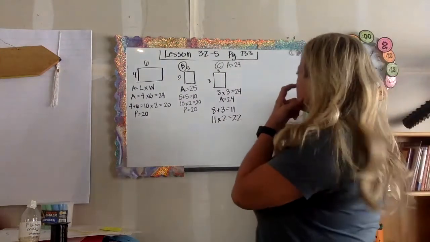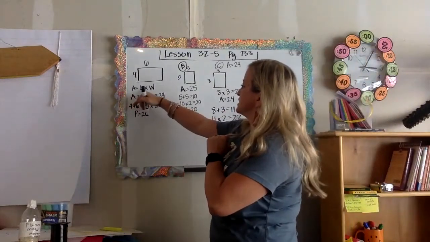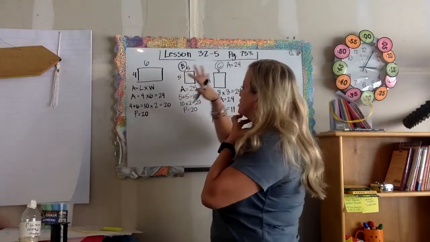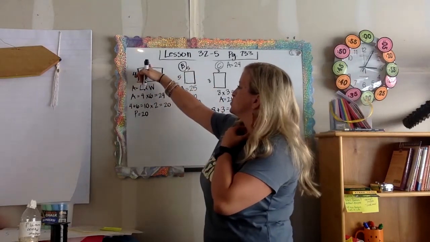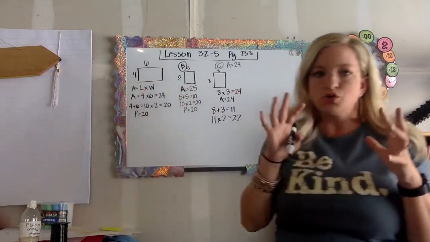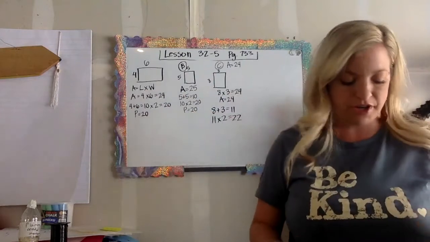Really quick before I move on, I just want to make sure that you understand that area is length times width, so you're multiplying these two numbers. When you're finding the perimeter, you're adding those two numbers and then multiplying by 2 because you have one group and two groups. So I hope that's really clear. If not, watch it again, try over and over again.